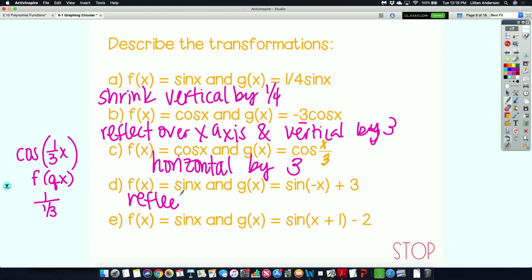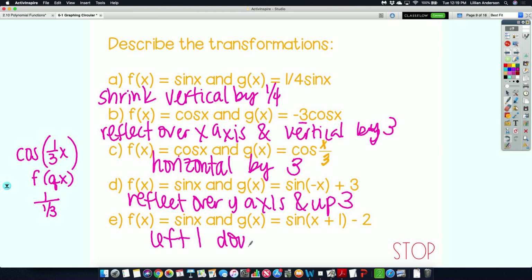So we got a reflection over the y-axis, and then it goes up 3. What about E? So using the transformations, they can be applied again to any function. Here it is applied to your sine and your cosine function. Make sure that, especially if it's a horizontal anything like C was, it's always 1 over that value.